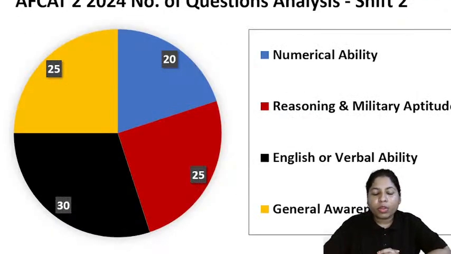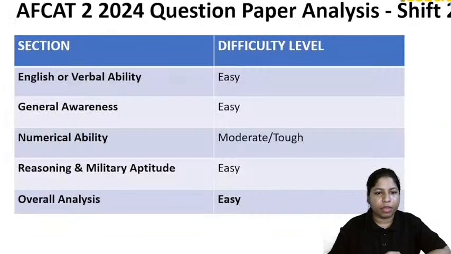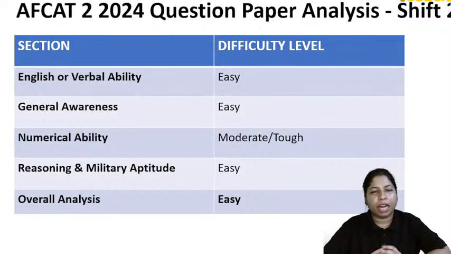Now if we talk about the FCAT 2 2024 question analysis: numerical ability had 20 questions, reasoning and military aptitude had 25 questions, English and verbal ability had 30 questions, and general awareness had 25 questions. This is the weightage of the questions asked in the exam. Let's have a look at the difficulty level also. English and verbal ability was easy, general awareness easy, numerical ability moderate to tough, reasoning and military aptitude easy, and the overall analysis is easy. You can see that the level of the question paper is not a difficult one. Some numerical ability questions range from moderate to tough, and the other parts are easy.